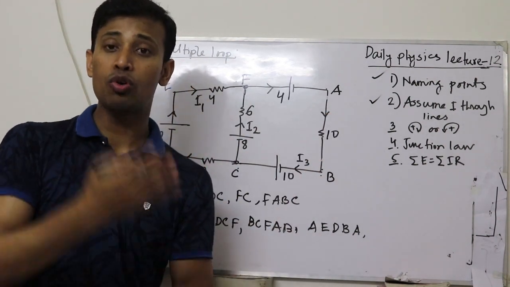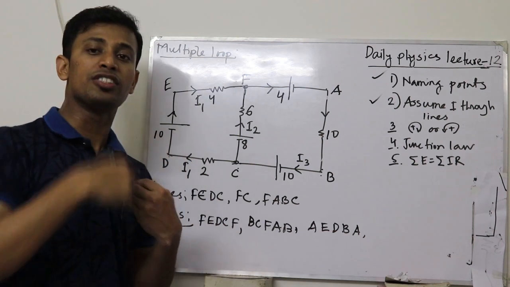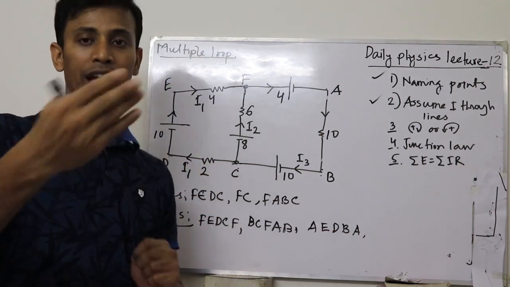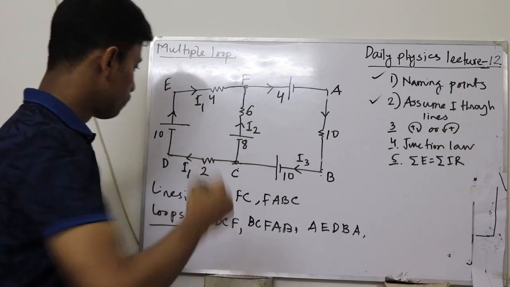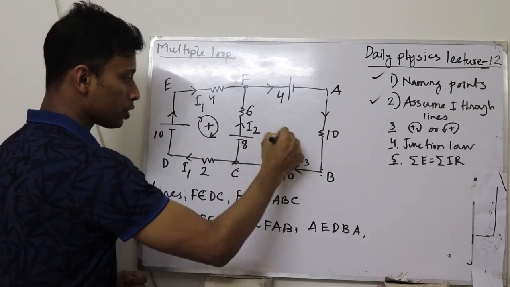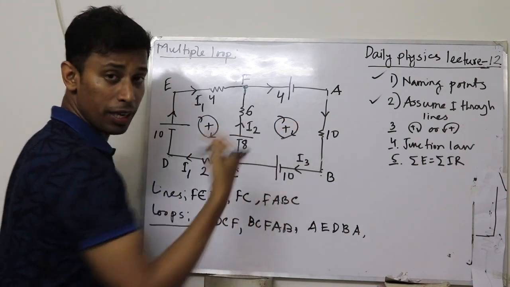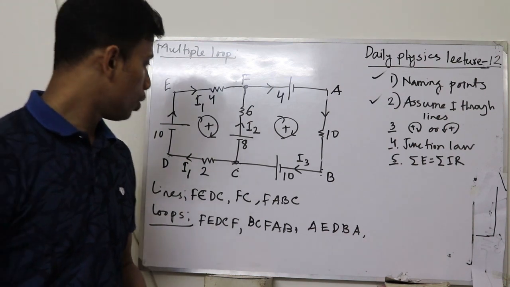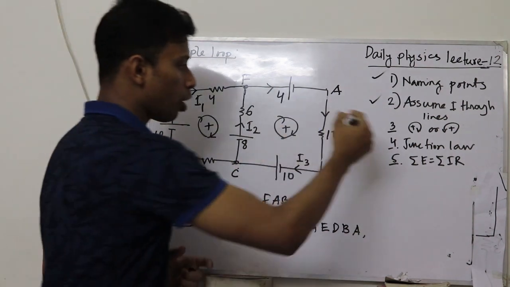Clockwise or anti-clockwise? I always assume clockwise as positive. You need not; you can assume anti-clockwise as positive. It's all about me, it's not important. So I assume clockwise as positive. Step 3 is complete.